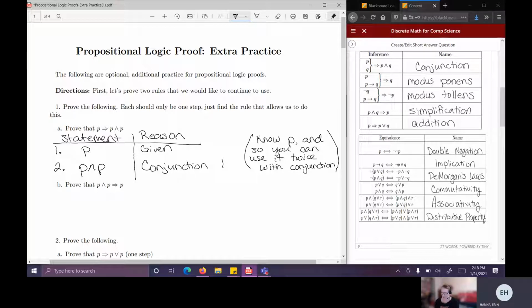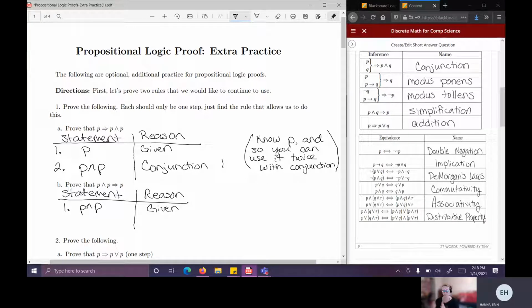Now for the second one, we want to take P and P and conclude P. So we essentially want to go the other way. So if we draw our basic proof table again. The givens are the things that are on the left of the double arrow, so we are only given P and P. And we want to look at our rules and see something that takes an and statement and essentially removes the and. The only thing that removes the and is the simplification rule. And in this case, we just have P and P instead of P and Q.